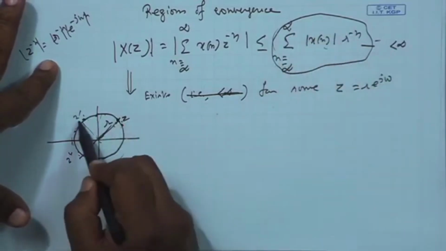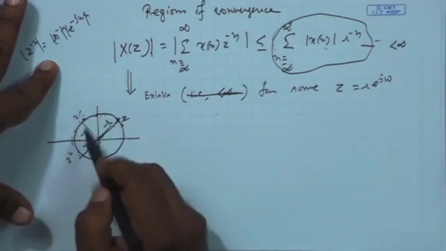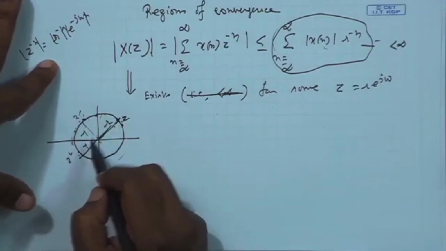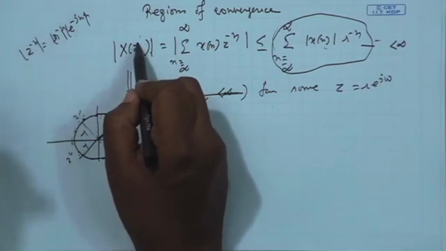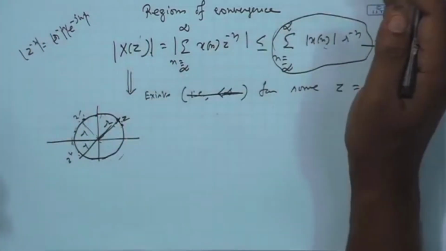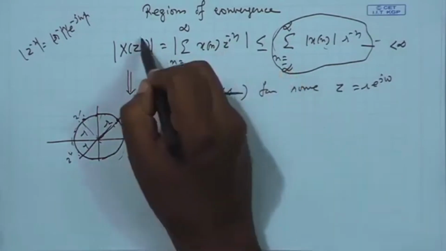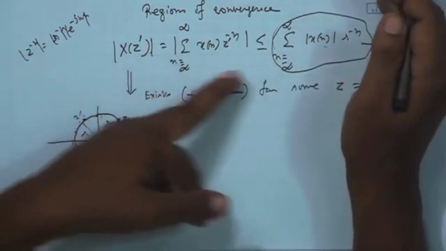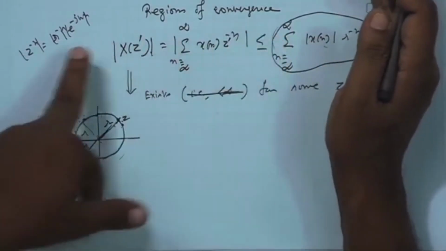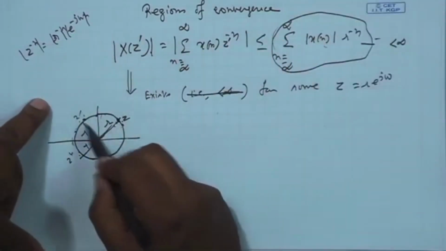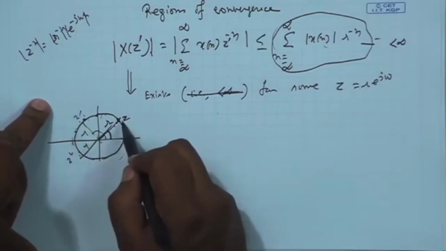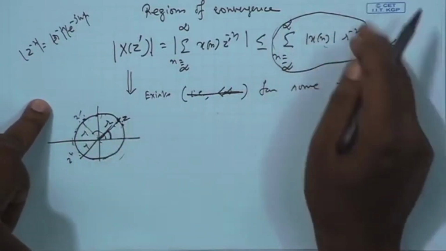So, if I move to z prime, z double prime, anywhere on this circle, the radius is still r, the magnitude is still r. If I have x of z prime, with z prime to the power minus n, it will eventually be less than or equal to the same thing, because the difference between z and z prime is only in terms of omega, and r is the same, and this summation is independent of omega.